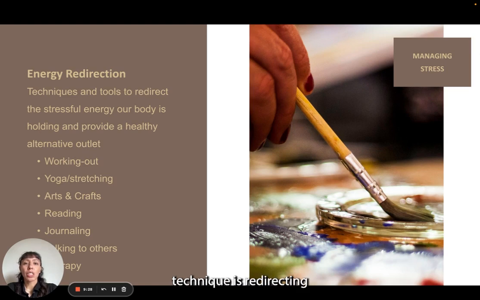Another stress reduction technique is redirecting your energy and attention, or energy redirection. These are techniques and tools that allow you to redirect the stressful energy that you're carrying into healthier outlets. Mindfulness definitely falls under this category, as does working out, stretching, yoga, arts and crafts, journaling, talk therapy, and even socializing with others. I really enjoy working out and journaling to manage my stress.